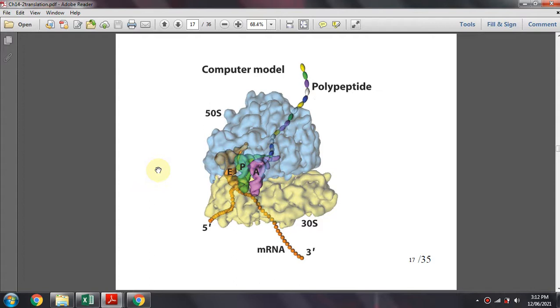So this is the 3D structure of the ribosome: smaller subunit, larger subunit, and mRNA.